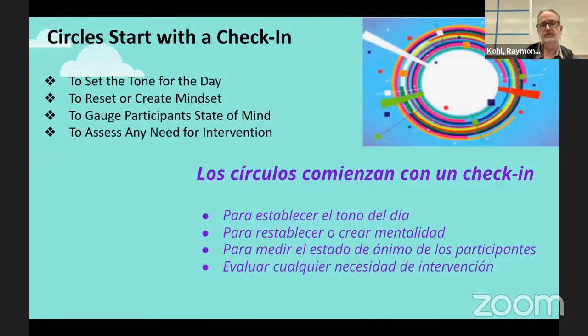Circles often start with a check-in, and the check-in can be something as simple as, how is your day going so far? How do you feel today? If you were thinking about the weather, what would you say your feelings are today? Is it sunny? Is it cloudy? Is it rainy? Very simple questions. These questions help bring people to the here and now, help the students think about how they feel and what's going on inside, slowing them down a little bit and focusing them. It also helps the teacher better understand if there's something major going on with a student that needs to be addressed. And these same things can be used at home. Next slide, please.